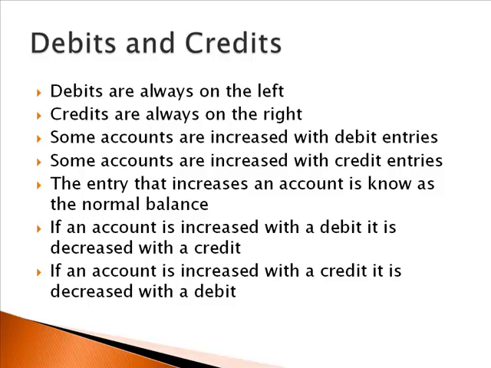Debits are recorded on the left side of the T, and credits are recorded on the right side of the T. Some accounts are increased with debit entries, and some accounts are increased with credit entries. The entry that increases an account is also known as the normal balance. If an account is increased with a debit, it's decreased with a credit, and conversely, if an account is increased with a credit, then a debit will cause that account to be decreased.